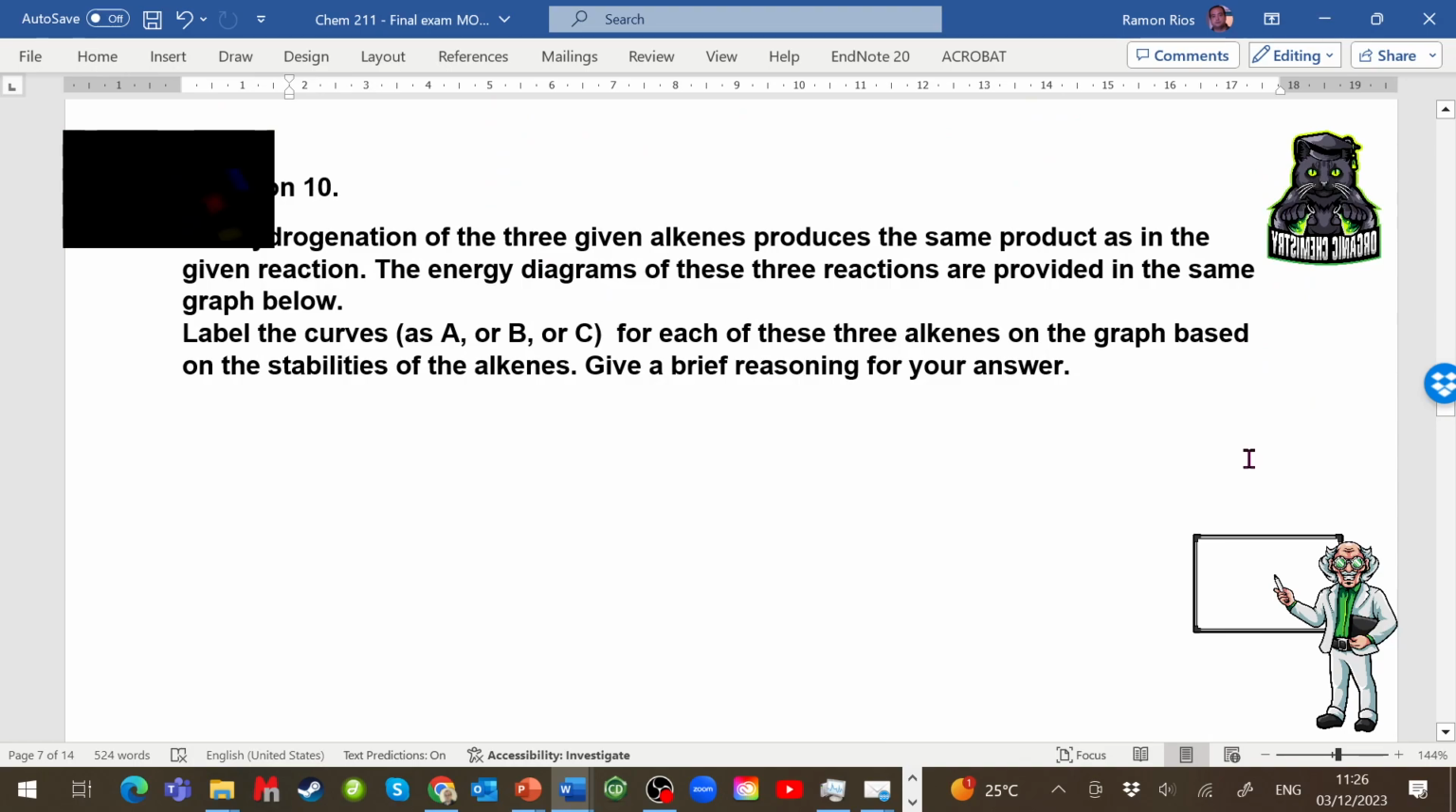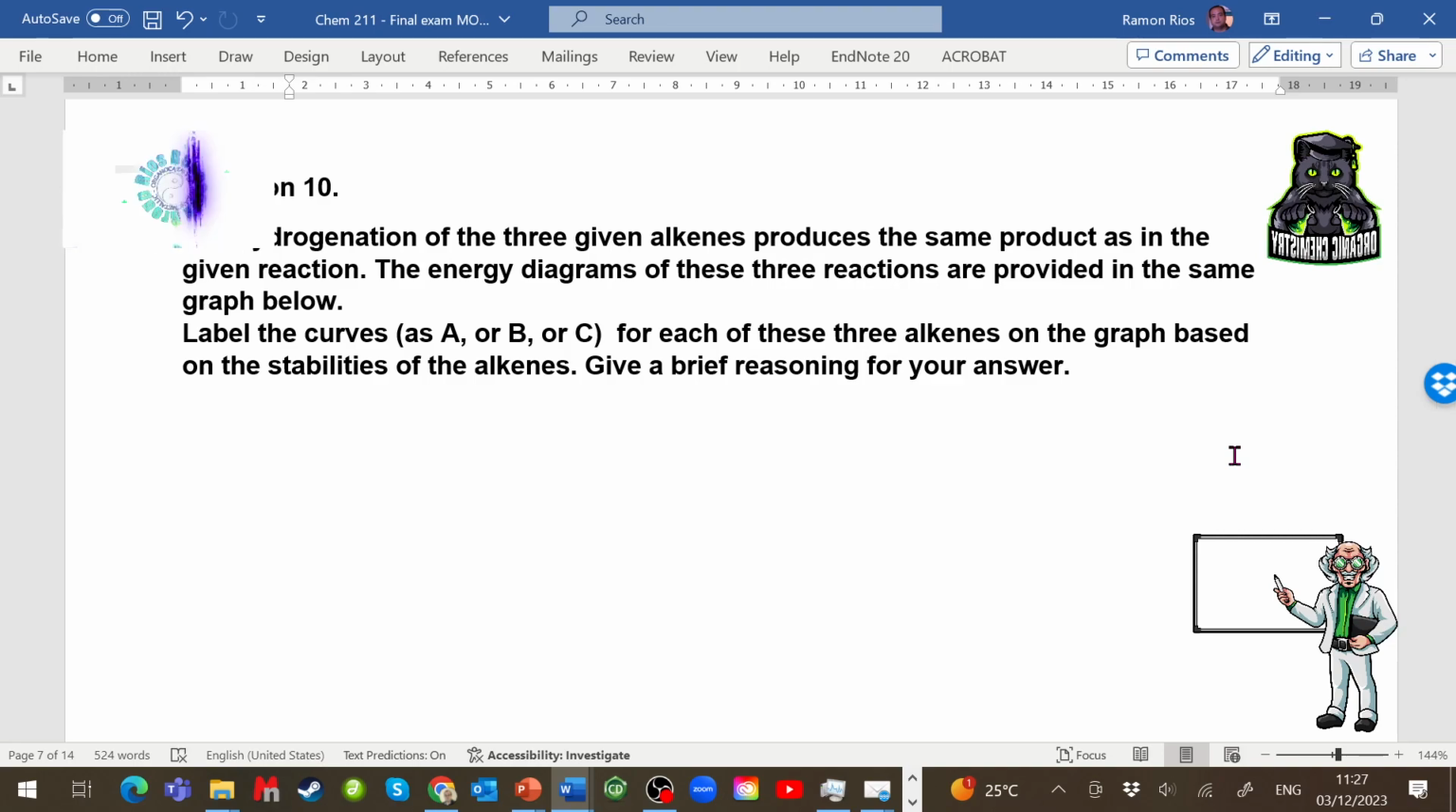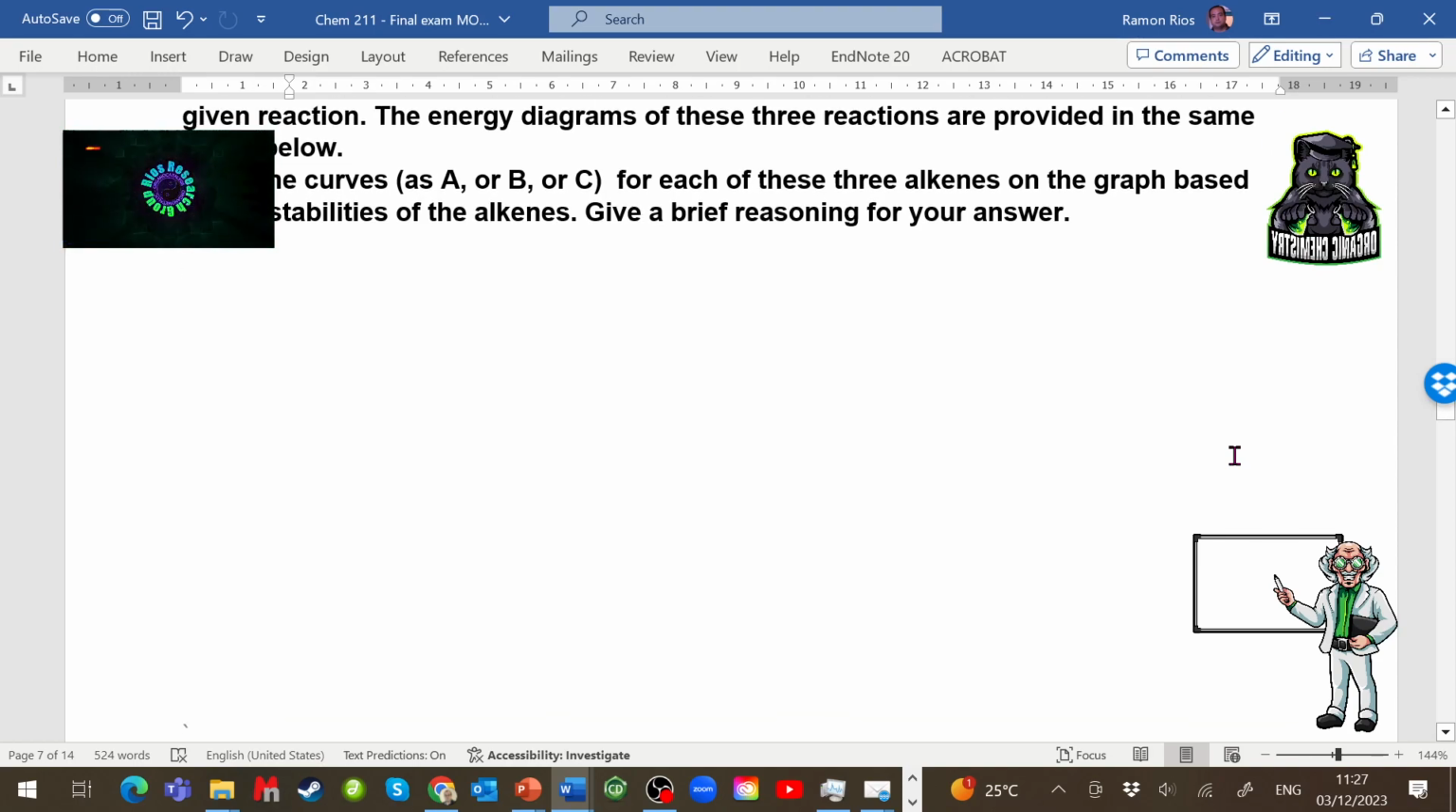Okay, question 10. They say that hydrogenation of the 3 given alkenes produces the same product as in the given reaction. The energy diagrams of these reactions are provided in the same graph below. Label the curve for each of these 3 alkenes on the graph based on the stability of the alkenes. Okay?